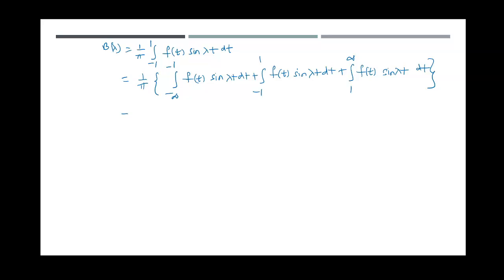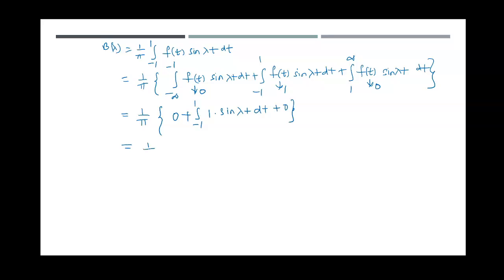Again as usual, f of t equals 0 in the interval minus infinity to minus 1, so here this becomes 0. Here f of t is 0, here f of t is 1, here again f of t is 0. If f of t is 0, then this whole integral becomes 0. So here we get 0 plus integral minus 1 to 1 sin lambda t dt plus 0.